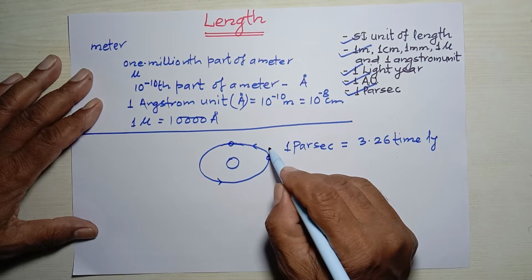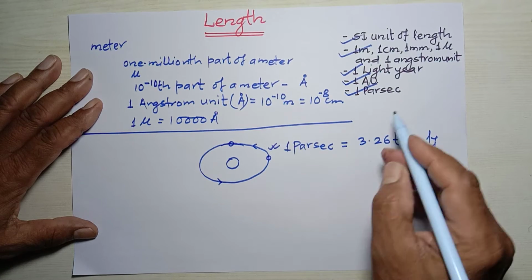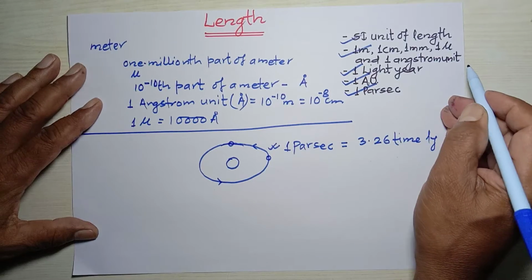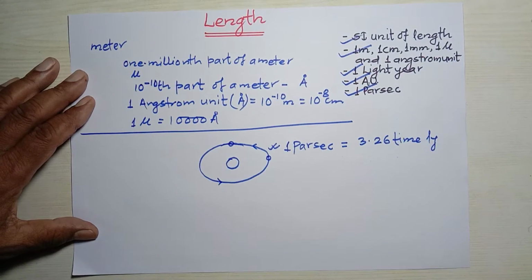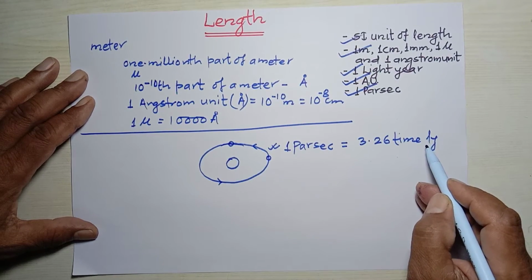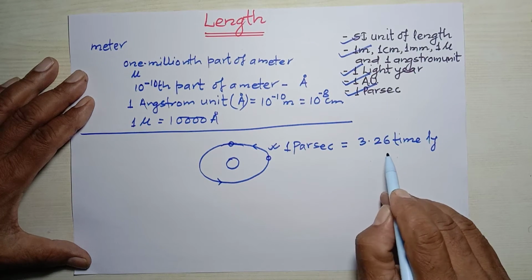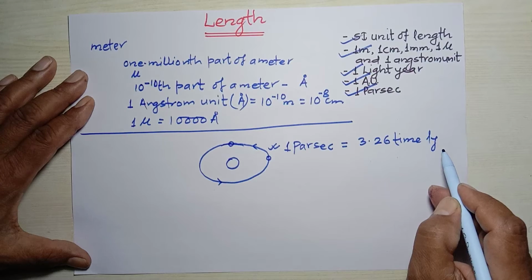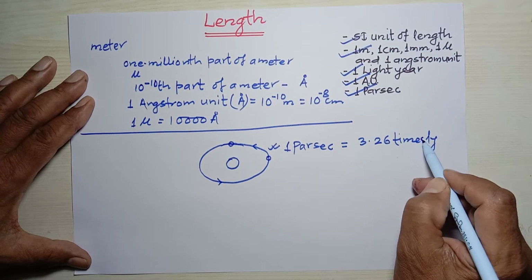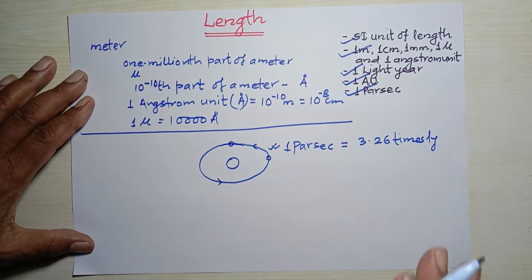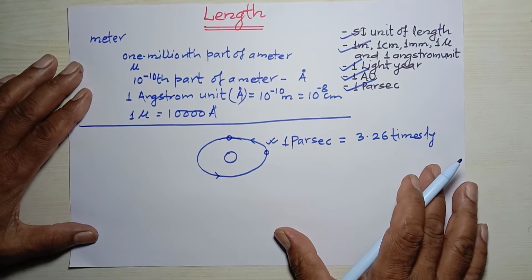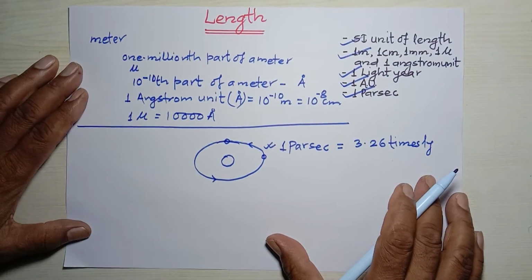And normally it is nowadays not in use. We use the light year to measure very long distances, but parsec is also a unit of distance, which is very big, and it is equal to 3.26 times light year. Okay, this is a little idea about the distance.